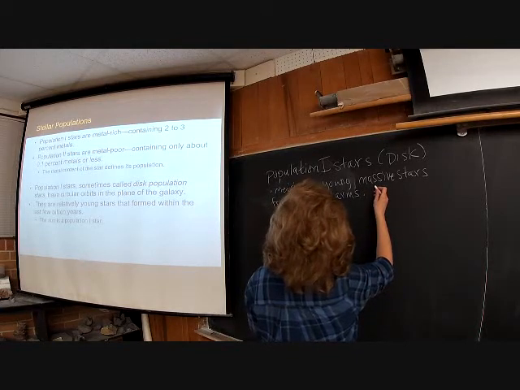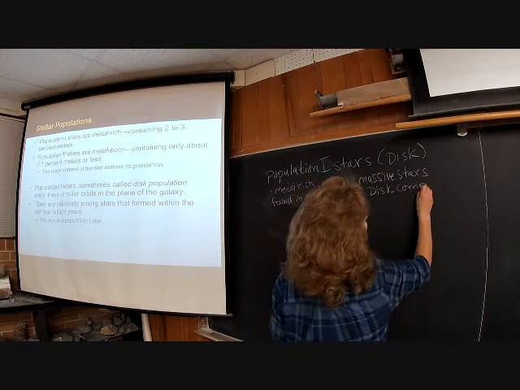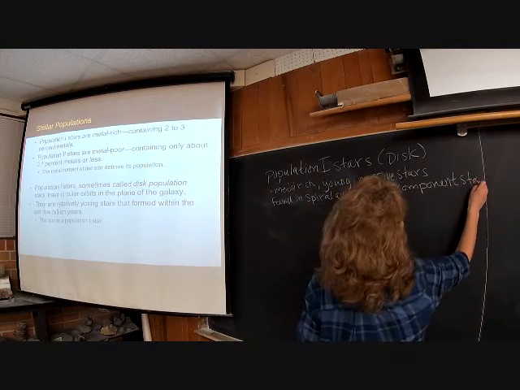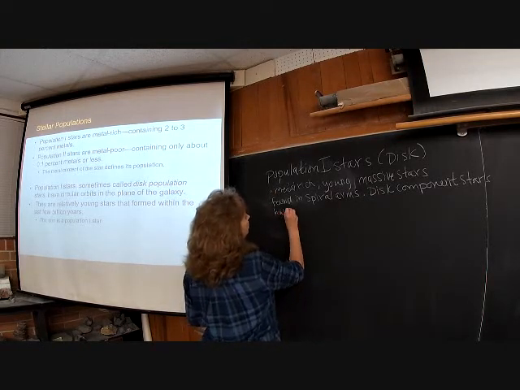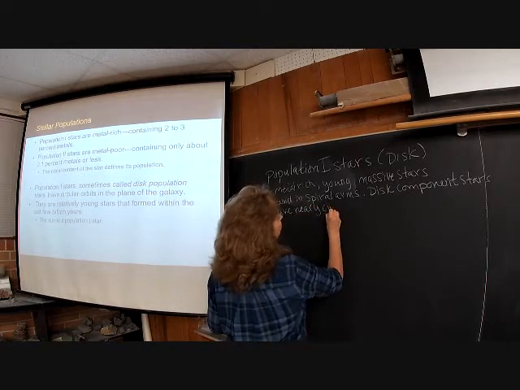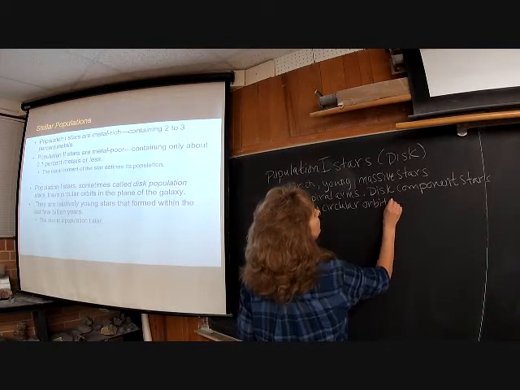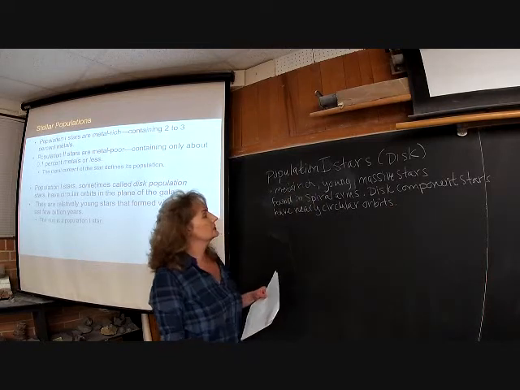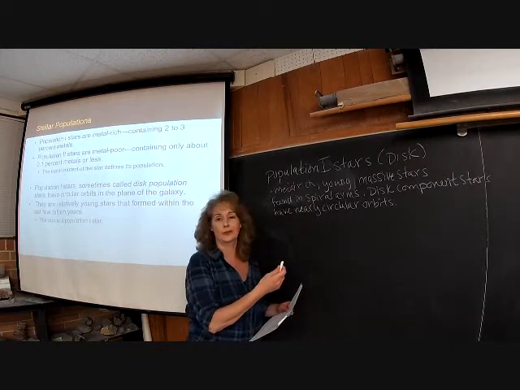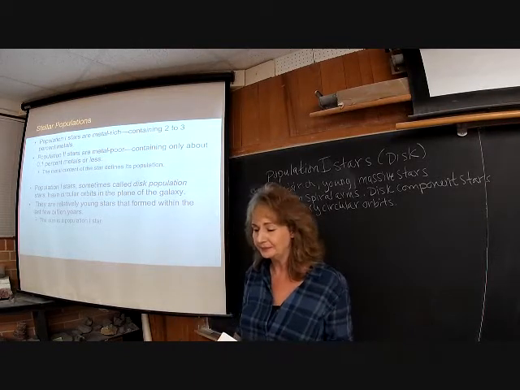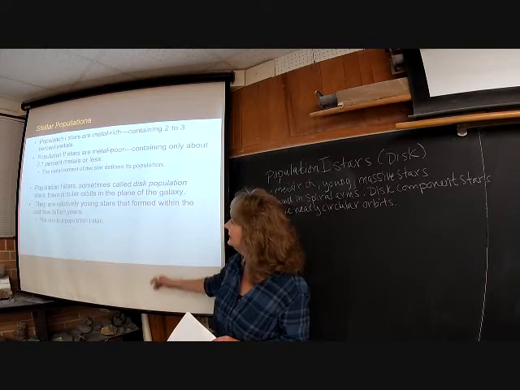And so they are in the disk component, and if you remember, the disk component has that nearly circular orbit. So metal-rich, young stars in the spiral arms, disk component stars that have those circular orbits. So they tend to have these similarities between them. So disk population stars, circular orbits of the plane of the galaxy, young stars.